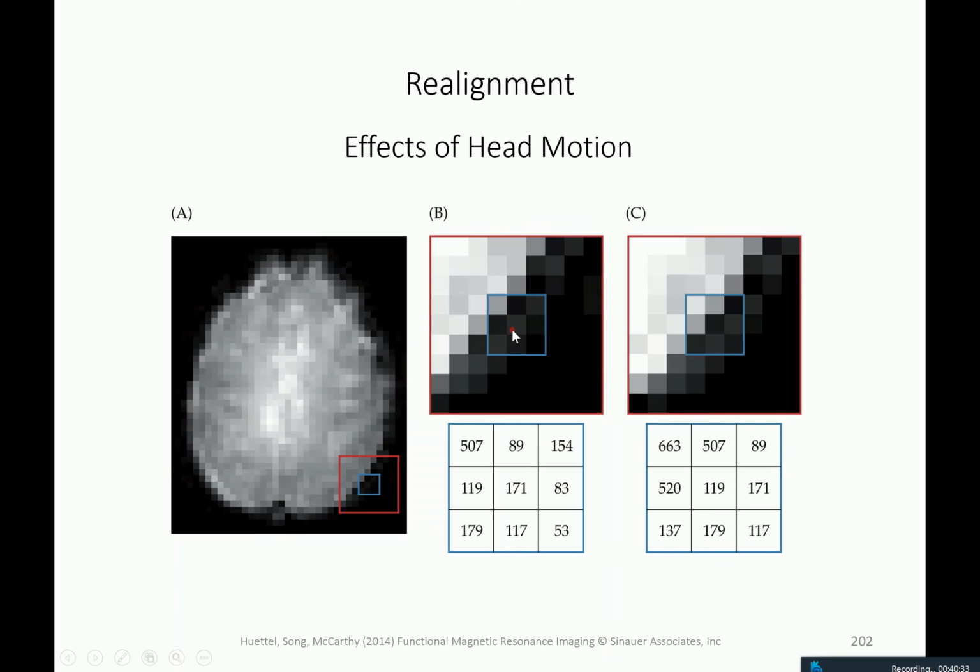So here you see the grey level values when things are like that. And then if you do a little bit of movement in this direction, you see that the data changes quite dramatically. It goes from 119 here to 520. So motion affects the values that you get for your voxels. That's what this slide wants to say.